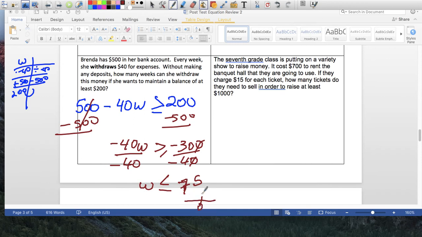So this has to be 7 or less, and then she'll have 40. So she can spend $40 for 7 weeks straight, and then she has to stop if she wants to keep $200 in her bank account. Okay, so 7.5, but if we're talking about full weeks, the maximum number of weeks is going to be 7.